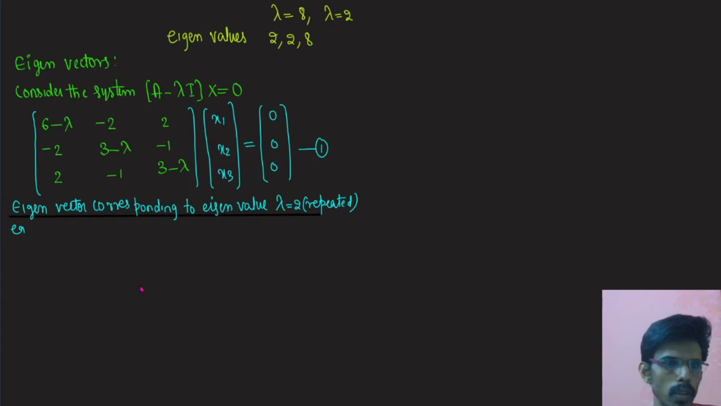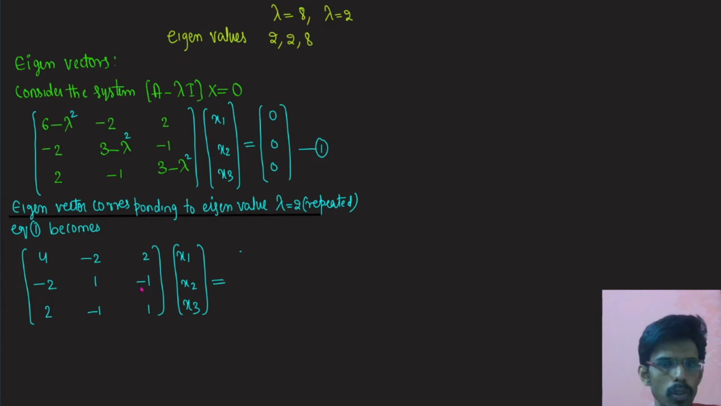Then what will happen? This equation 1 will now become, put lambda equal to 2 here in place of lambda. So this 6 minus 2 will be 4, minus 2, 2, minus 2. Next 3 minus 2 will be 1, minus 1. Next we have 2, minus 1, 3 minus 2 will be 1. So we have this matrix times x1, x2, x3 equals the null matrix.